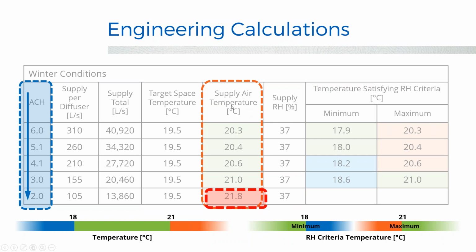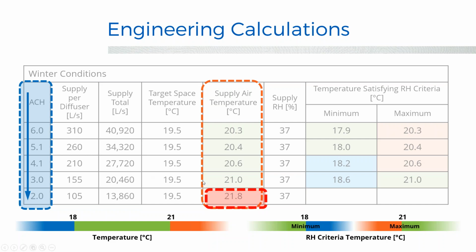For the heating case, our supply air temperature would then also have to increase. So when we hit 2 air changes per hour, you can see that the air temperature required to maintain our target space condition of 19.5 degrees is 21.8. And our maximum allowable space temperature in this facility was 21 degrees Celsius. That makes 2 air changes basically impossible to hit. 3 air changes, we're at 21 degrees, but that is a very precise number, and in the real world, conditions usually aren't quite as precise.